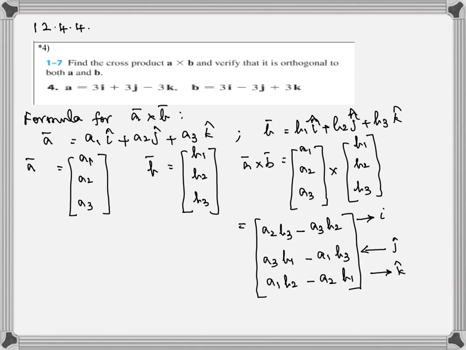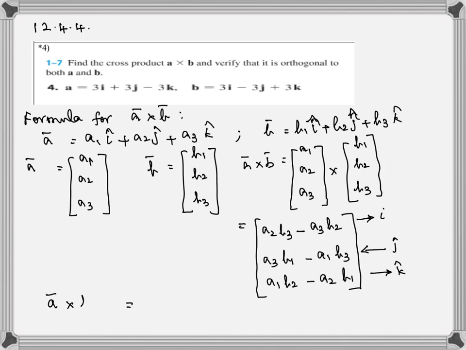The important thing to note is that only when you write the j component, you are hiding the second row and switching the sign. Normally it is left to right, but in this case we have to go from A3B1 minus A1B3. That is where the sign changes. So keep that in mind when you do the cross product. The cross product is a vector, so it will have an ijk component form.